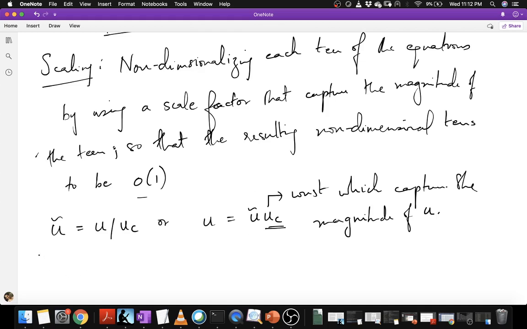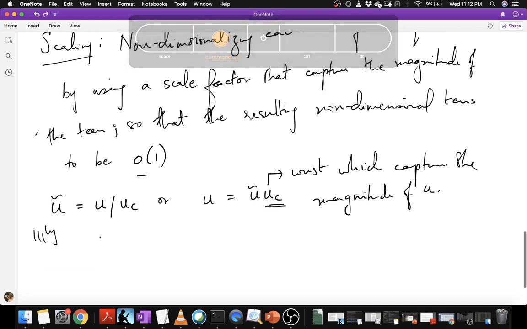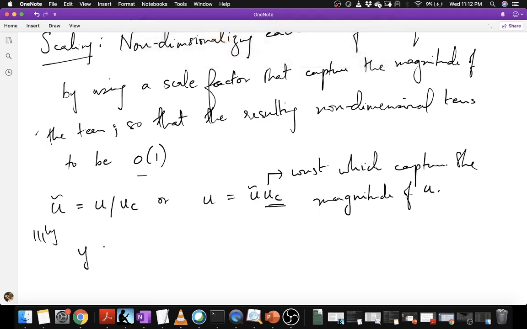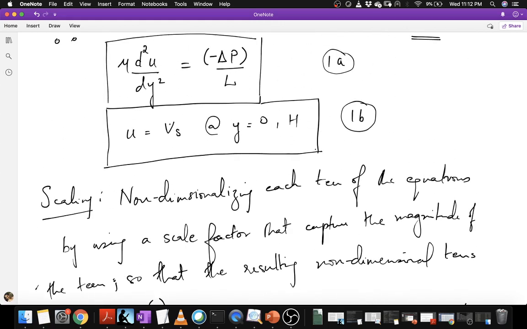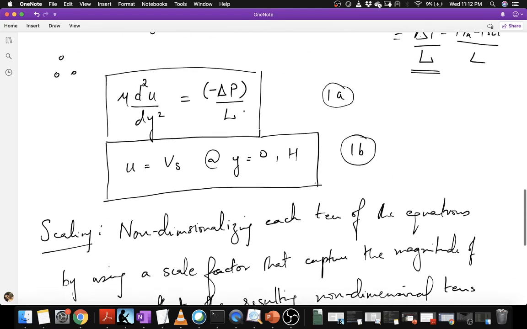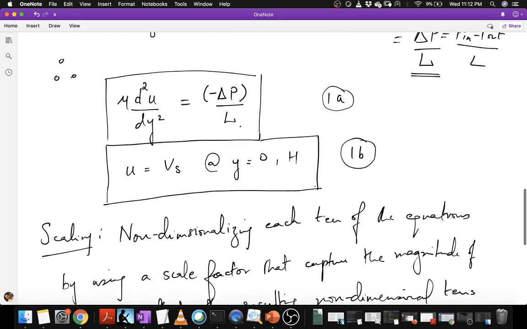Similarly, for the length, for y, the cross-channel coordinate, we write it as a non-dimensional version of y indicated with the overhead tilde times a y characteristic, which sets the so-called length scale. And do we have any other variables? No, that's it. We just have u and we have y. This delta p by L of course are known constants. They should be viewed as parameters.